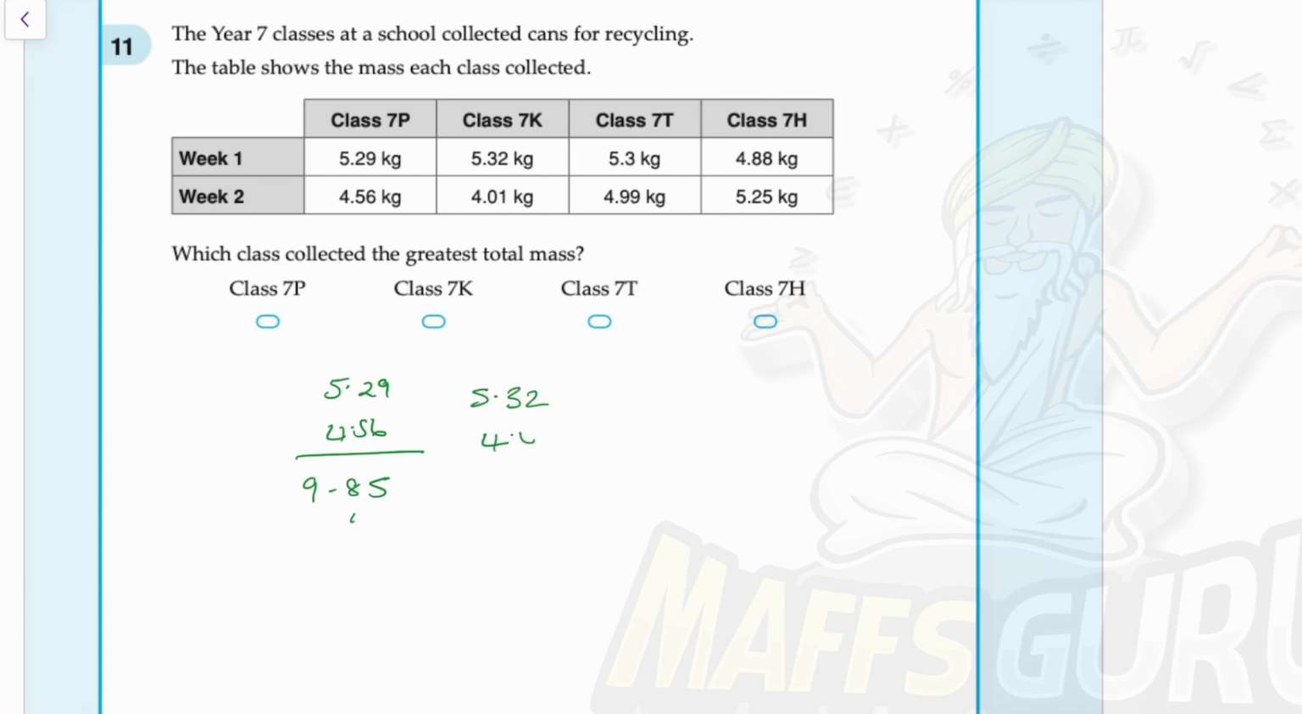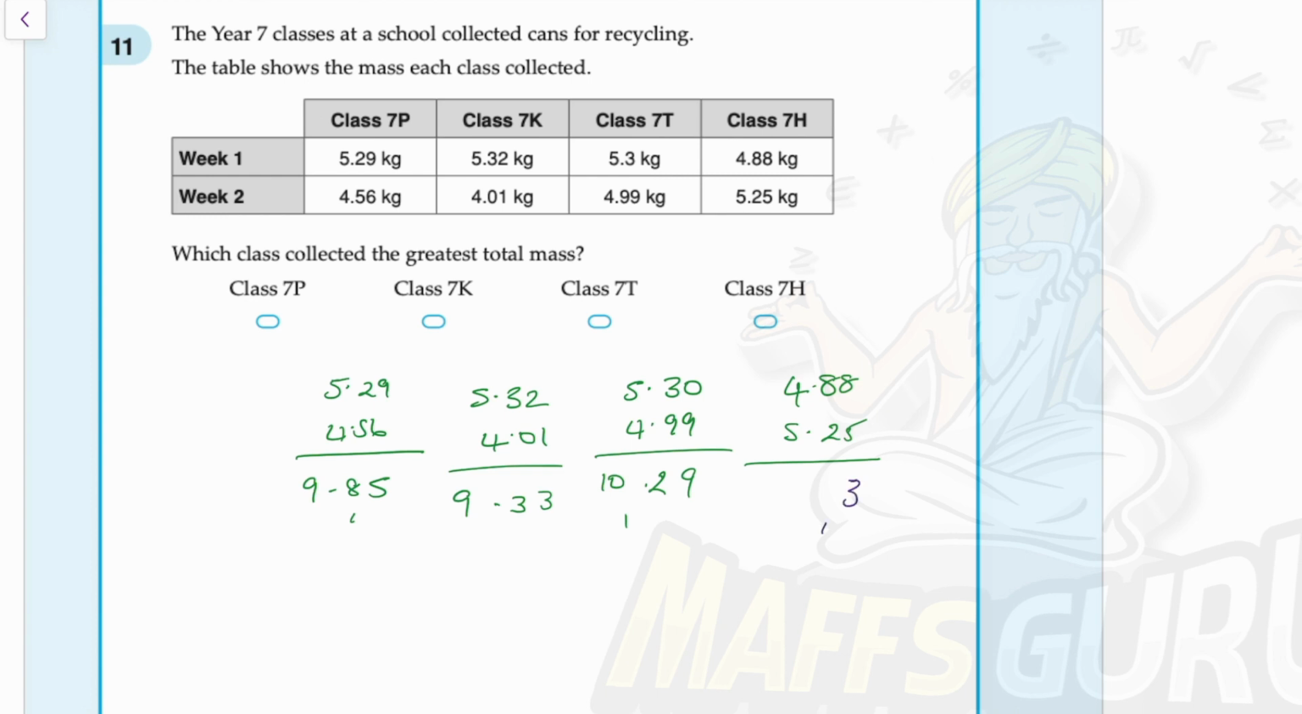5.32 plus 4.01. Now there might be a quicker way to do this, but at the end of the day this seems to make just as much sense for me to do it this way. 4.99, so put a 0 on there, add them together, gives me 9, 9, 10, 11, 12, 5, 6, 7, 8, 9, that's 10.29, and then 4.88 plus 5.25, 8 and 5 is 8, 9, 10, 11, 12, 13, he says, needing to rub this out. So let's do that one.